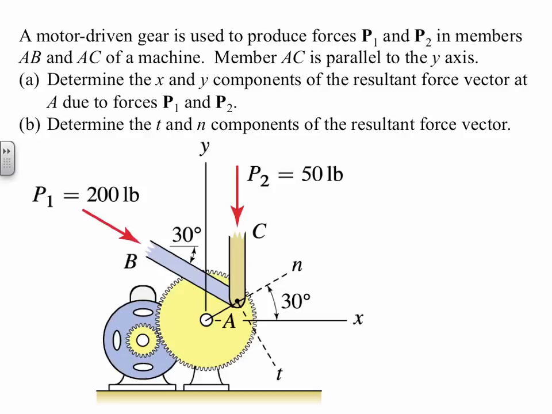For our second example, we have a motor-driven gear used to produce forces P1 and P2 in members AB and AC of a machine. Member AC is parallel to the y-axis. We want to determine the x and y components of the resultant force vector at A due to forces P1 and P2, and then determine the tangent and normal components of the resultant force vector.